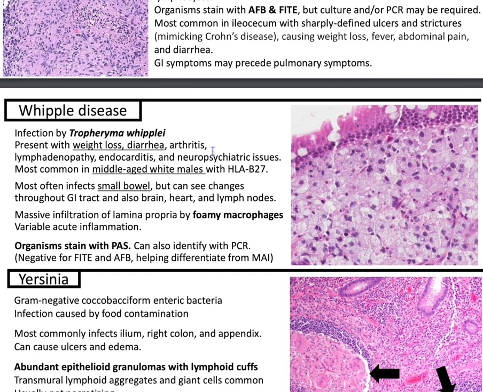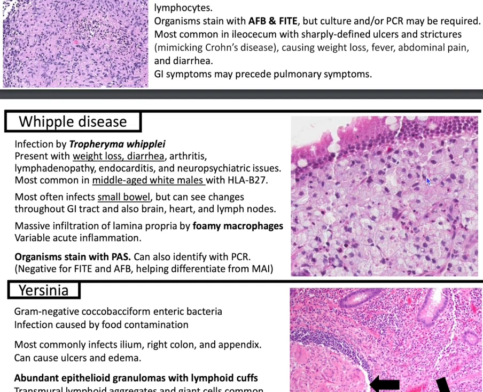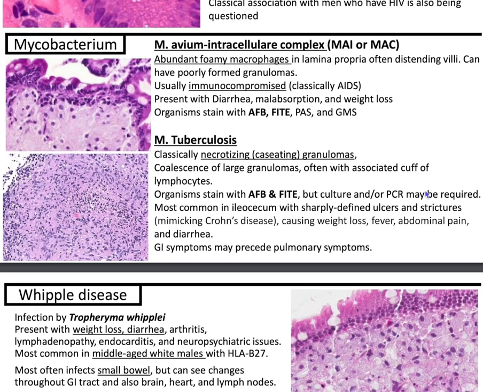Whipple disease, caused by Tropheryma whipplei, you can have weight loss, diarrhea, arthritis, as well as lymphadenopathy, neuropsychiatric issues and endocarditis. It infects the small bowel, and you'll have this dilation of the lamina propria by the foamy macrophages with variable acute inflammation, and the organism stains with PAS. And you can identify it with PCR. However, it's negative for Fite and AFB, differentiating it from MAC.